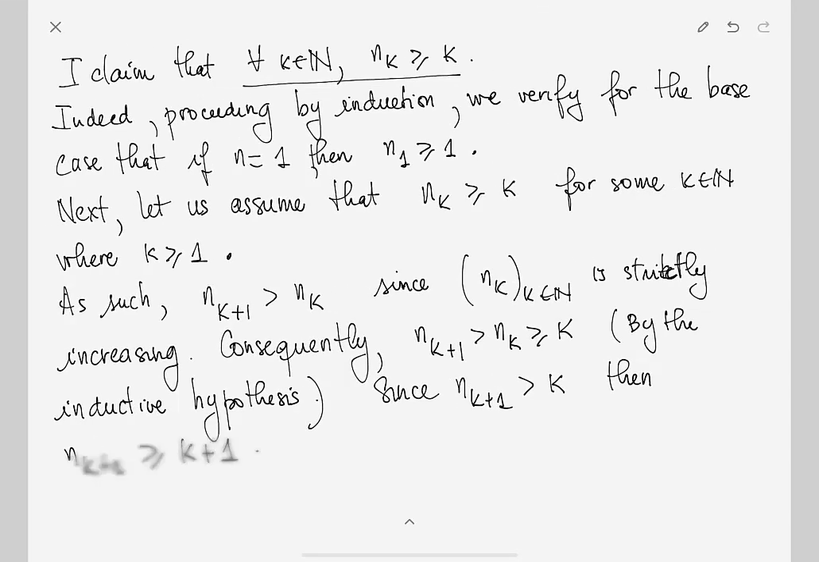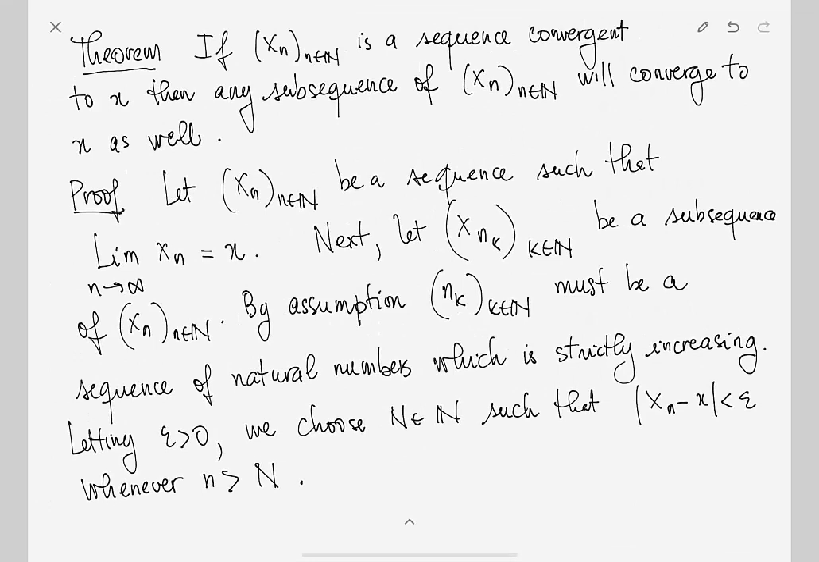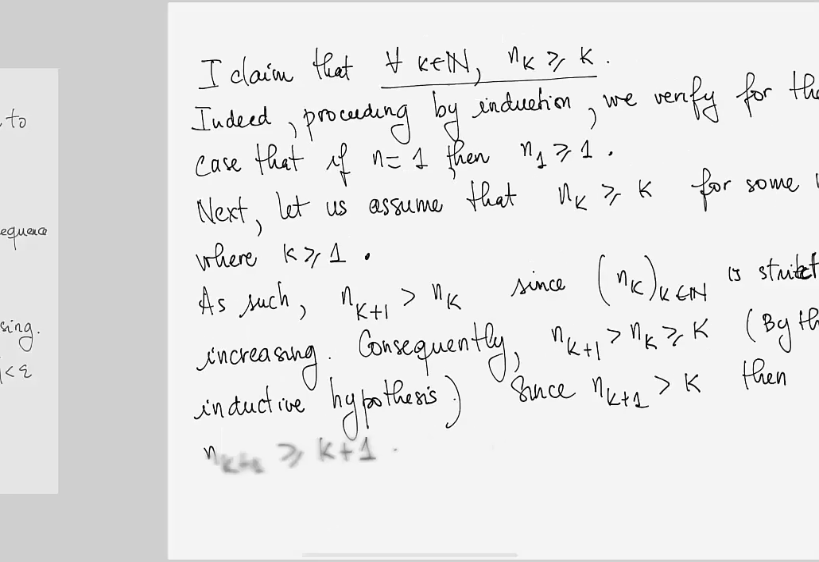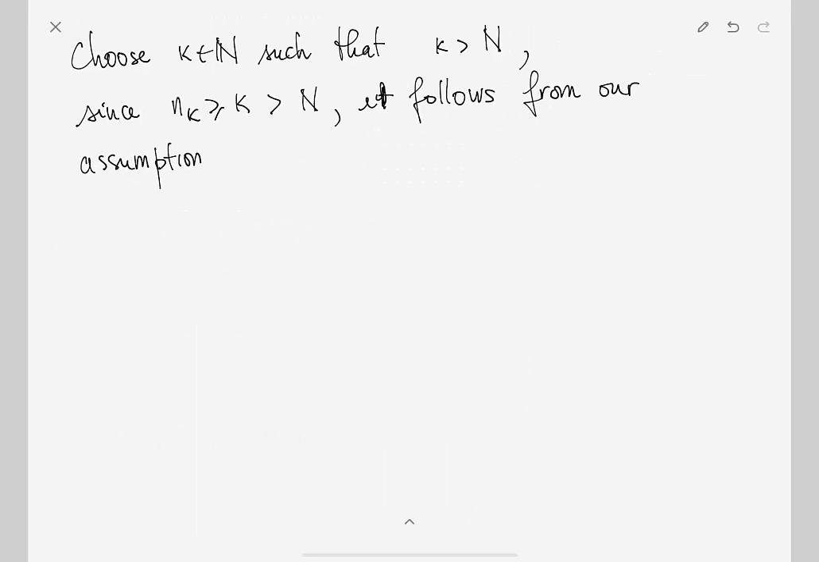The fact that we chose here, we say that for fixed epsilon we choose big N so that it satisfies this inequality whenever little n is bigger than capital N. So I'm going to use that assumption here to then say that because nk is bigger than capital N, then the distance between x sub nk and x has to be less than epsilon.